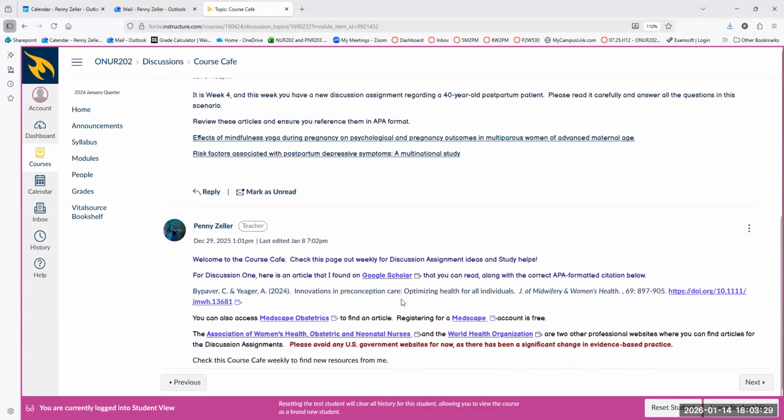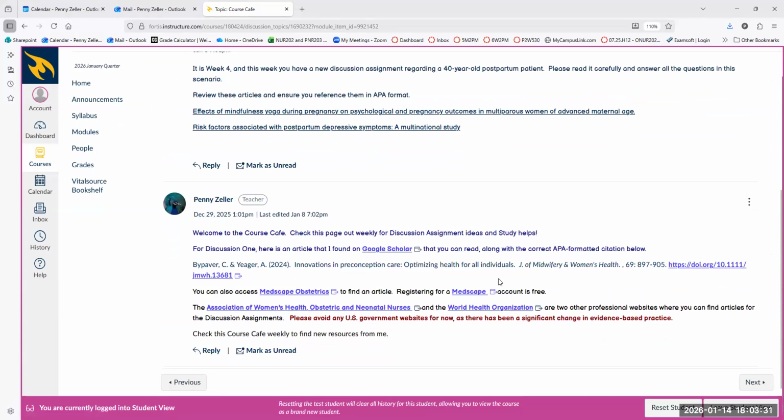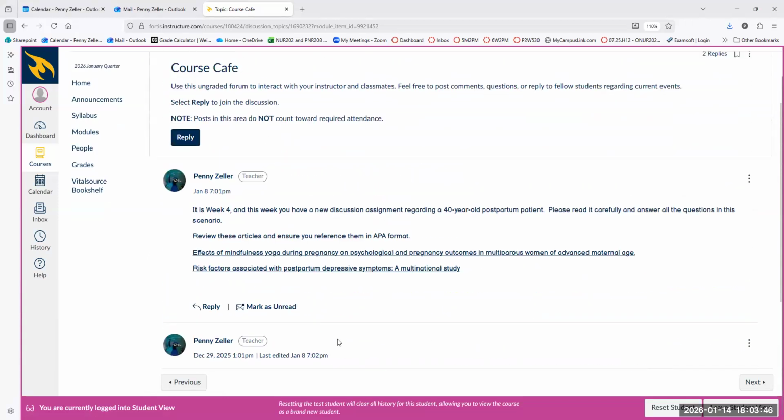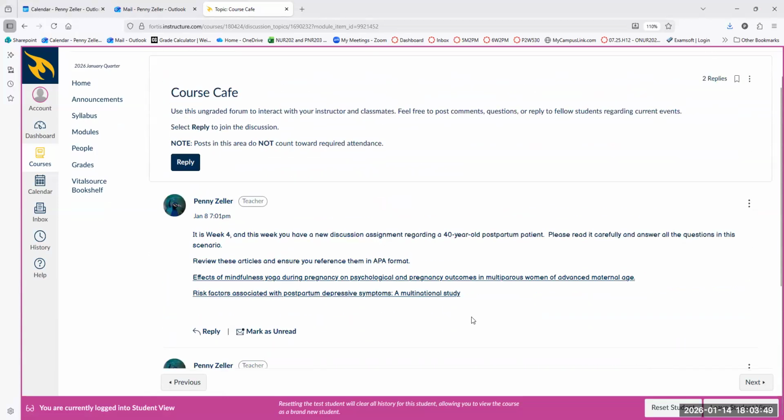In the course cafe, as a reminder, I have the article called Innovations in Preconception Care, Optimizing Health. You can use that article or you can look for one on your own. Okay. But I just gave you this one and I gave you those other sites that you can use. I also posted an article for week 3 because you have another discussion assignment in week 3, I believe. So there's another one there that you can look at. Okay.